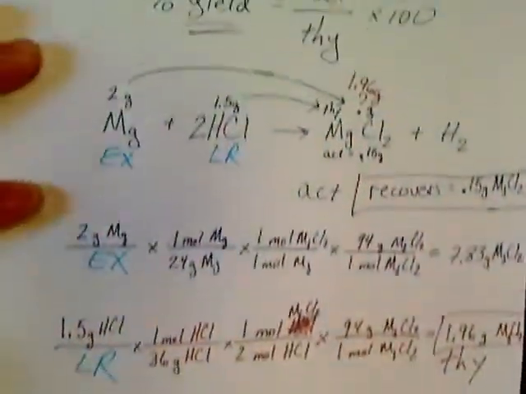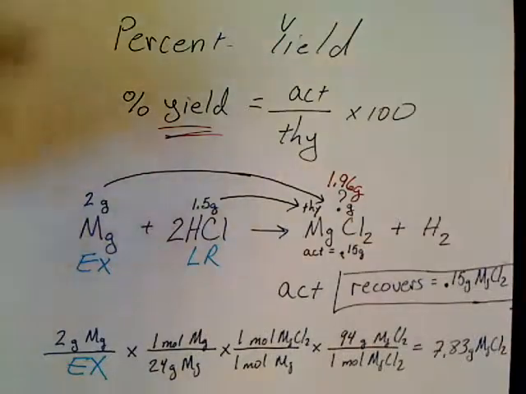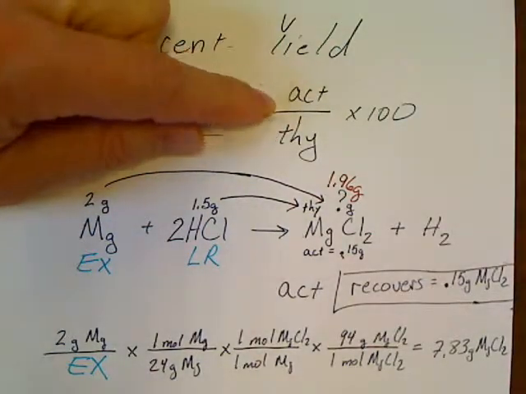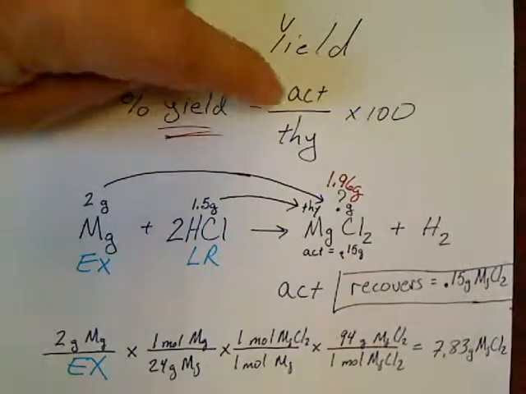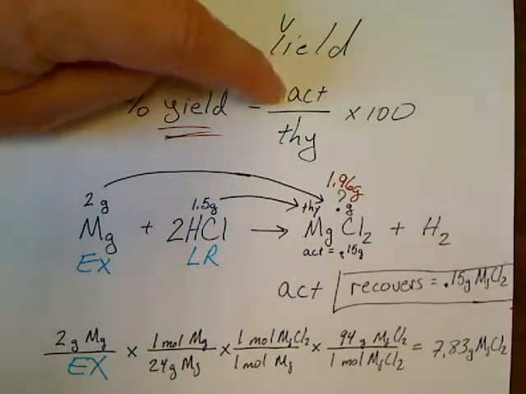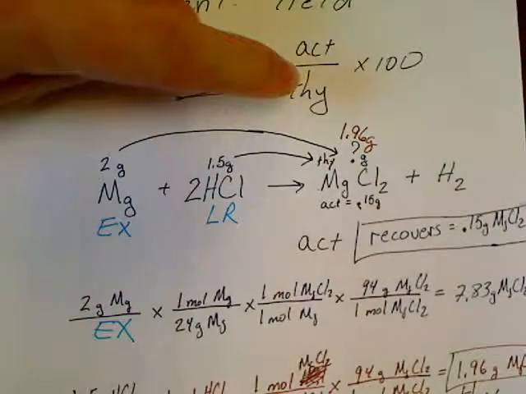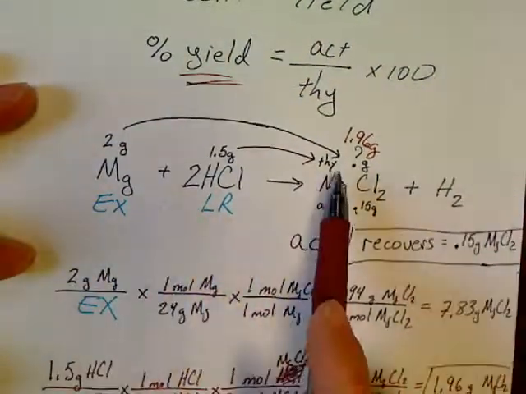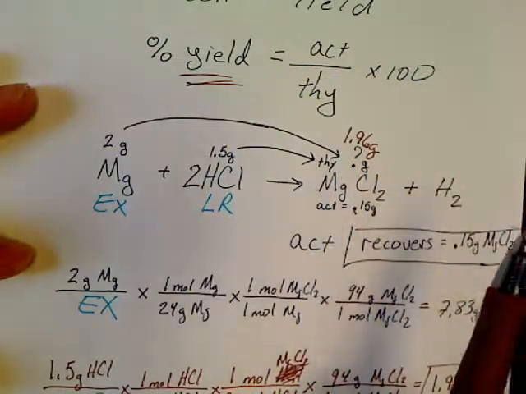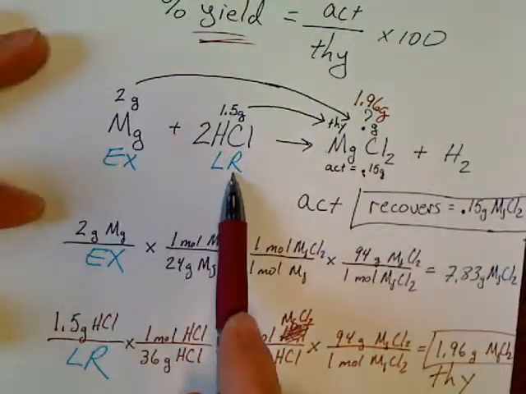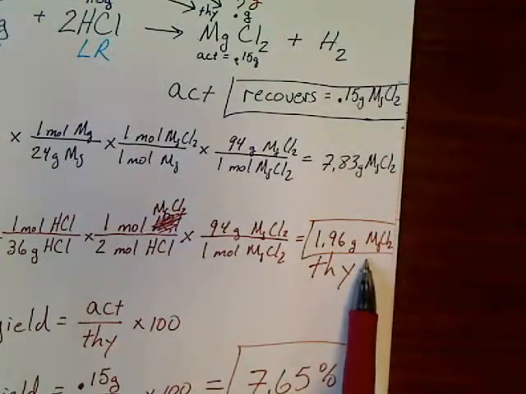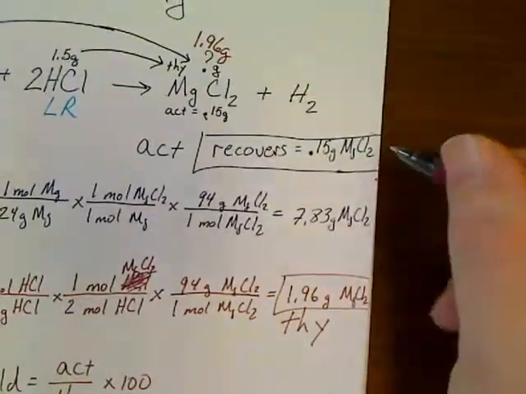So once again, there's our equation, percent yield, actual over theoretical. Actual is what you recovered. It's like in our copper lab. The actual is what y'all weighed out in the lab. The theoretical is what you were supposed to make. So you do your stoichiometry to tell you your theoretical. And we found our LR and our EX. We used our LR. That's our theory. I still need to do something.